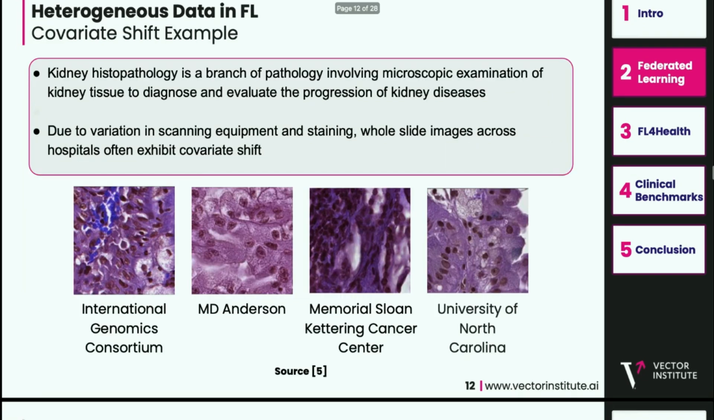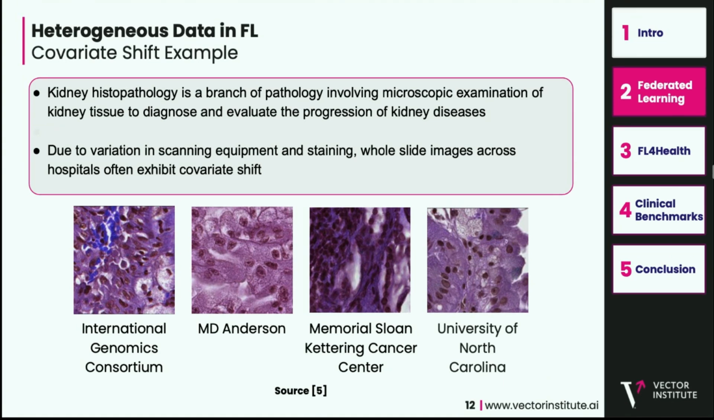A recent use case that I was working on that exhibited some covariate shift is this kidney histopathology use case. Kidney histopathology is a branch of pathology where we're examining cross-sections of kidney tissue under a microscope and looking at these digitized slides. Due to variation in the scanning equipment and the materials used to stain the tissue at different hospitals, you can see that the images look slightly different between hospital sites.